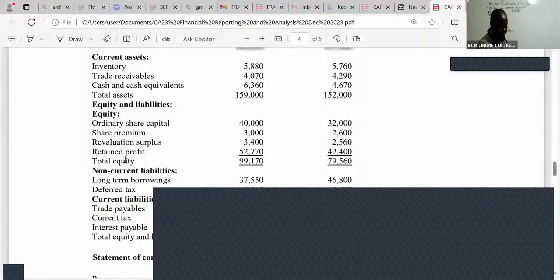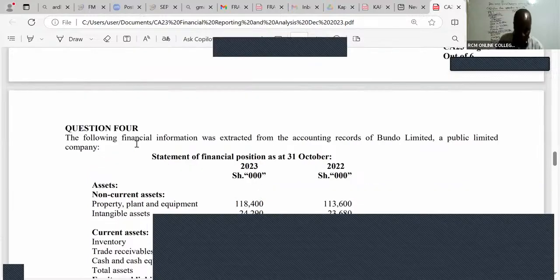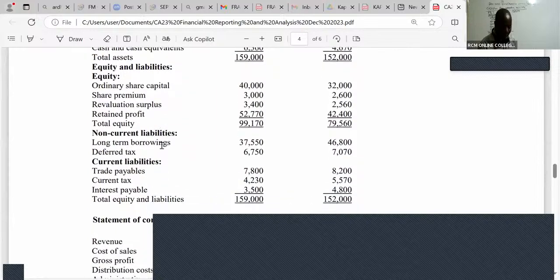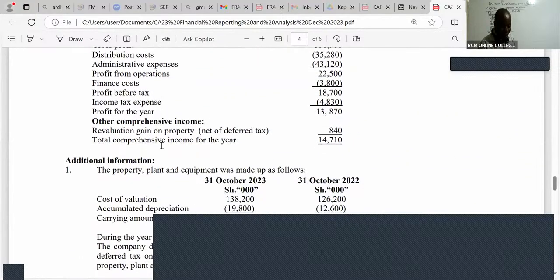So I have the question paper here. So, it's about just slotting here. So remember, this is the question paper. We're given the following information was extracted from the accounting records of Bundo Limited, a public limited company. So what I'm interested in, ladies and gentlemen, here will be the profit before tax.